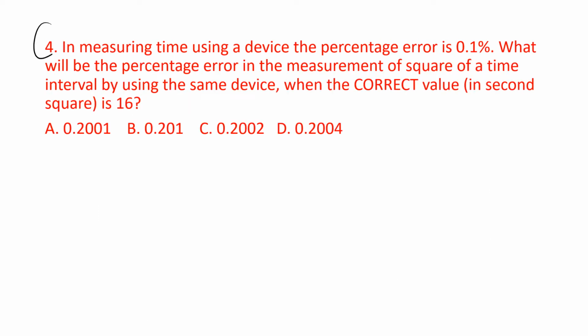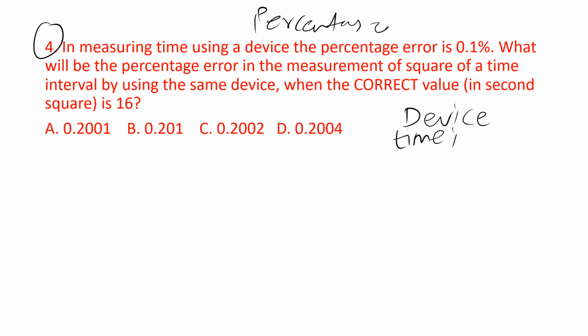And moving on to the next question, the fourth question, and this is related to percentage error, guys. So here there is a device. I hope you guys have paused the video and understood the question. The function of the device is measuring the time interval, but there is a small error in it which is equal to 0.1 percentage of the measured value.